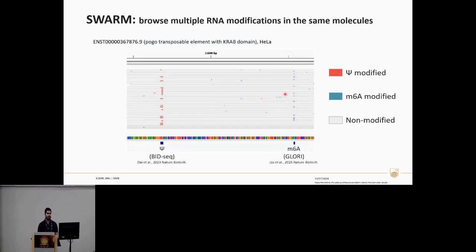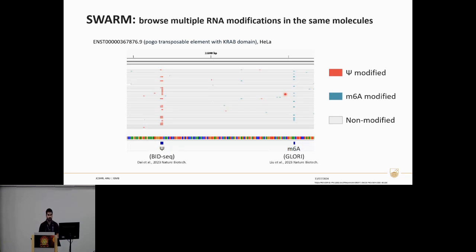And before I dive into any quantitative benchmarks, I feel like this is the best visual way to explain what Swarm is actually doing and to illustrate the capacity of what we can do. So we are looking at an IGV snapshot, an Integrative Genomics Viewer, where with Swarm, we can visualize multiple different RNA modifications in the same RNA molecules in the same transcript.